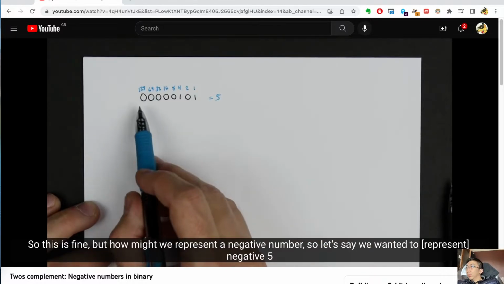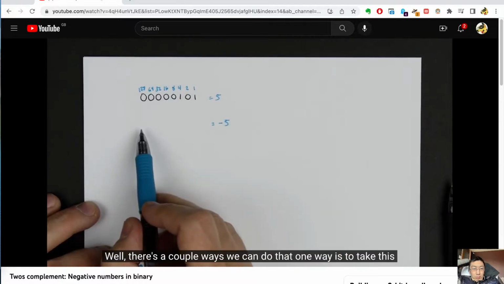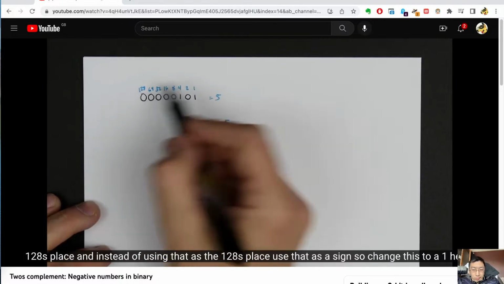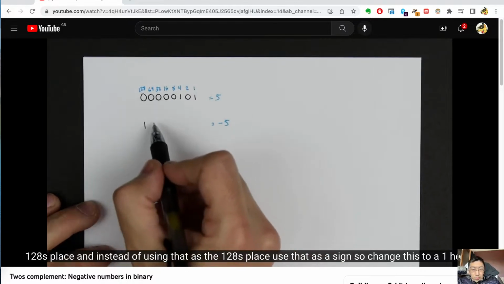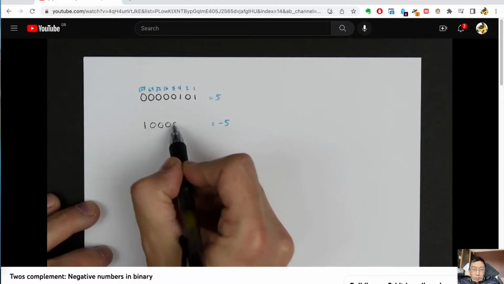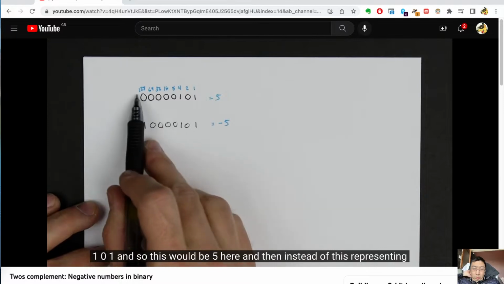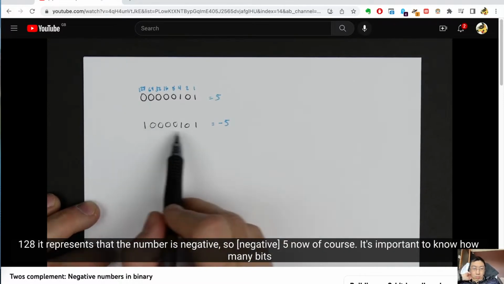So this is fine, but how might we represent a negative number? So let's say we wanted to represent negative 5. Well, there's a couple ways we can do that. One way is to take this 128's place, and instead of using that as the 128's place, use that as a sign. So change this to a 1 here to indicate that this is negative, and then the rest of it is the same. 1, 0, 1. And so this would be 5 here, and then instead of this representing 128, it represents that the number is negative, so negative 5. Now, of course, it's important to know how many bits you're working with, right?